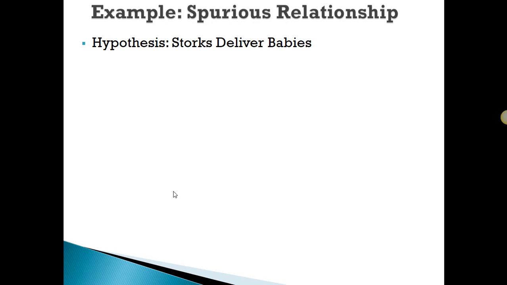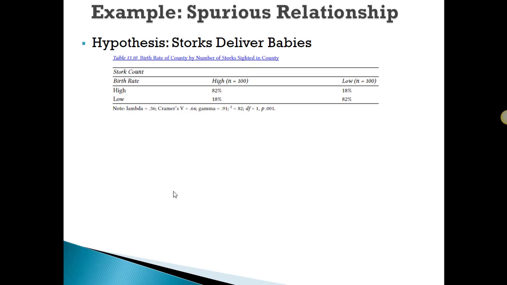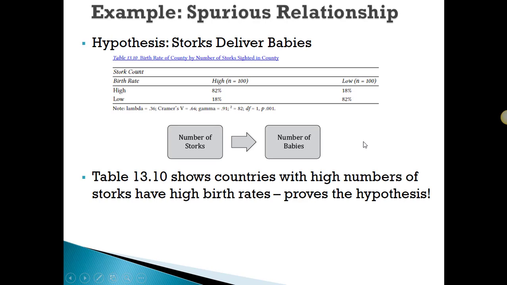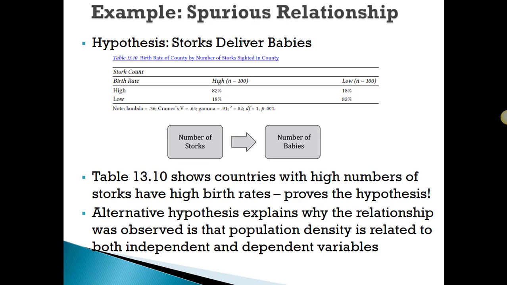The hypothesis is that storks deliver babies. This is a table from your book, and they looked at the birth rate and whether or not the stork count was high or low. So here's the high stork count and low stork count, and then whether the birth rate was high or low. And lo and behold, what do we notice? We notice that when there's a lot of storks, there's a high birth rate. So it looks like the large number of storks is causing a large number of babies. So this proves our hypothesis.